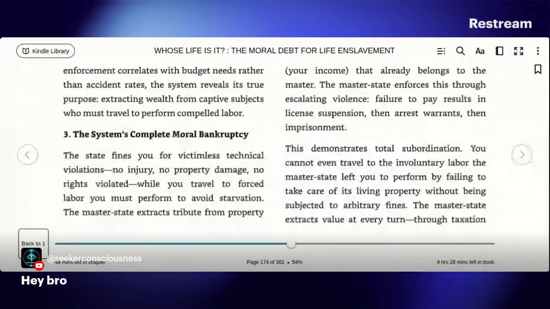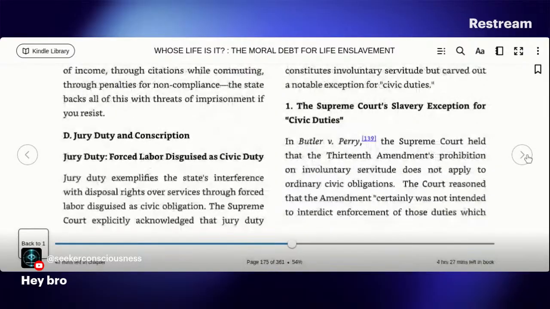This demonstrates total subordination. You cannot even travel to the involuntary labor the magistrate left you to perform by failing to take care of his living property without being subjected to arbitrary fines. The magistrate extracts value at every turn: through taxation of income, through citations while commuting, through penalties for noncompliance, and the state backs all of this with threats of imprisonment if you resist.